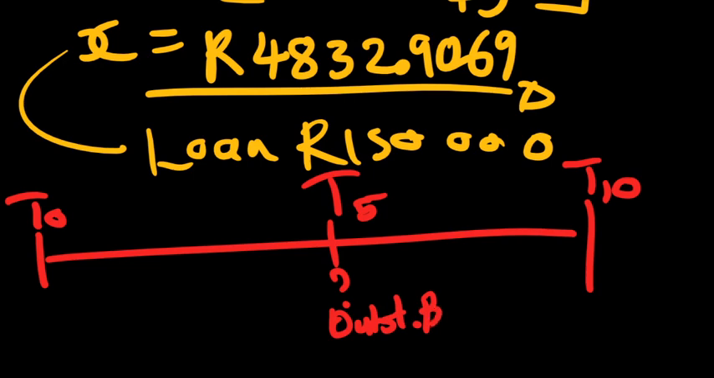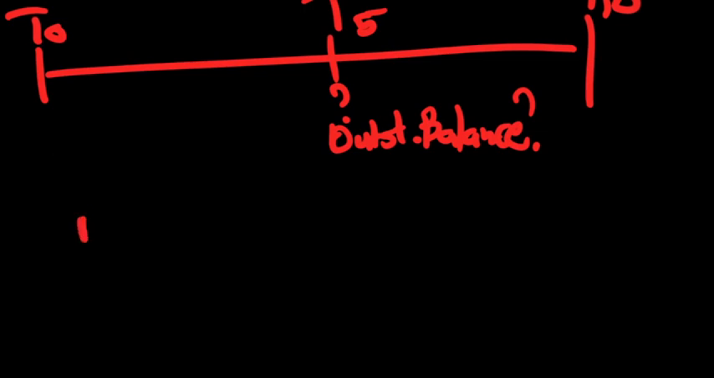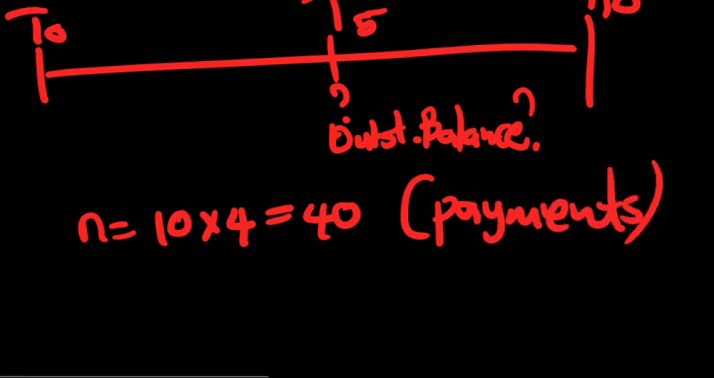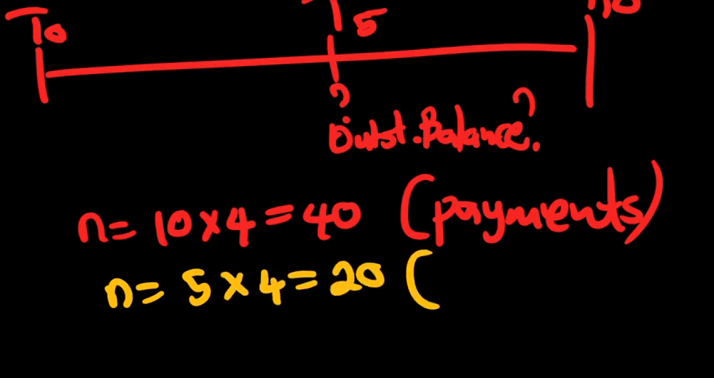You want to know the outstanding balance after 5 years. Remember that your N is equal to how many years you're supposed to pay up, 10 years, multiplied by quarterly, which is 4. So it's equal to 40 payments. And when you are interested in finding out the number of payments after 5 years, n is equal to 5 years multiplied by 4, which is 20. So these are the payments, 20 payments.